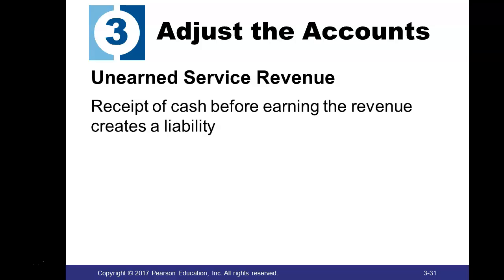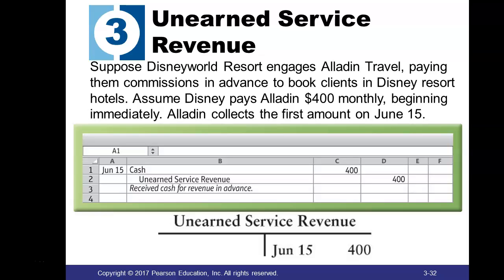Now, we receive cash from a client, but we haven't completed the work yet. That is considered an unearned revenue. And that unearned revenue, meaning you receive the money before you've actually done the work or before you've earned it, creates an obligation. An obligation is the equivalent of a liability. So Disney engages Aladdin and pays them commissions in advance to book clients to their resort. Assume Disney pays Aladdin $400 monthly, beginning immediately. So he collects the first amount on June 15th.